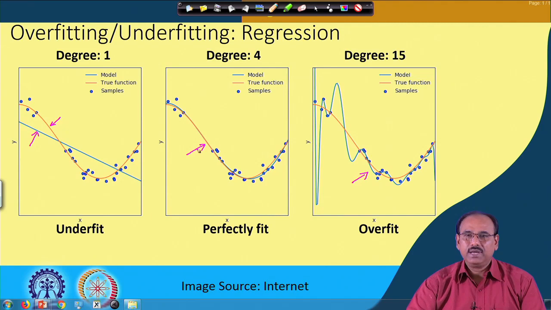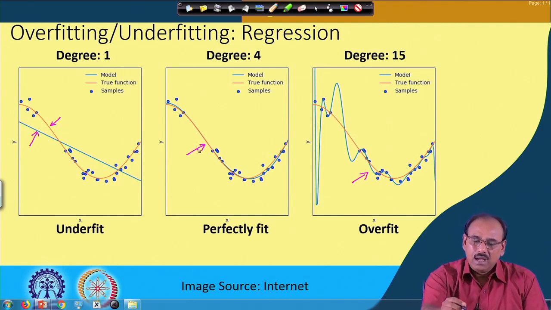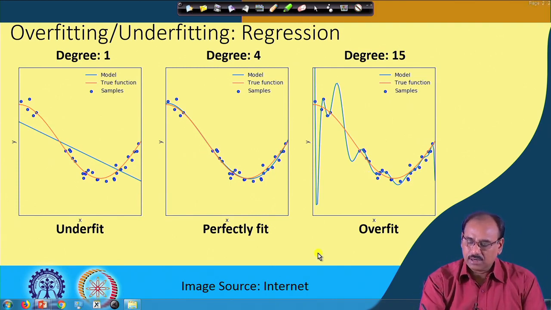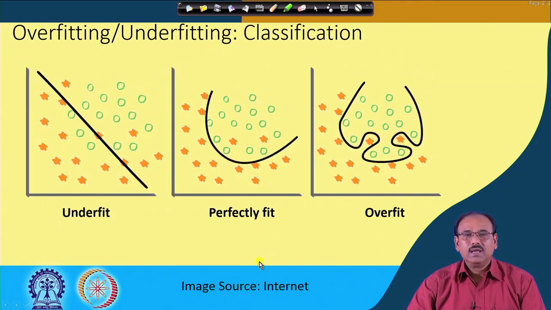So, we have the overfitting, we have underfitting, and we have perfect fitting. So, how does it work in case of our machine learning algorithms? Say for example, over here, you find that all the green circles are the training data set from one class, and all the orange stars are the data samples from another class. So, a classifier has to learn the boundary between these two classes.